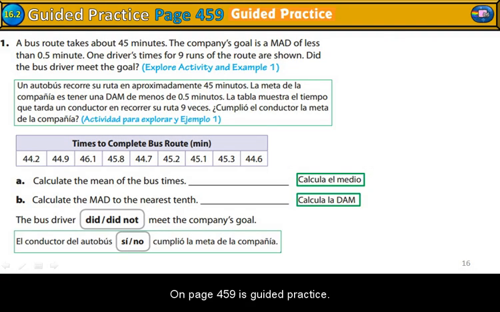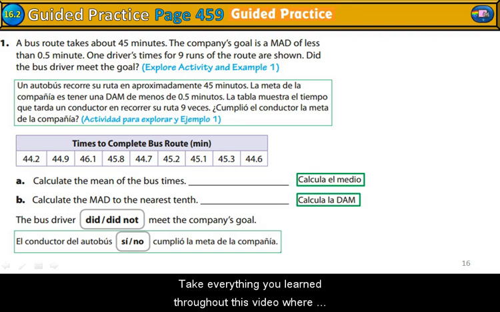Now on page 459 is guided practice. Take everything you learned throughout this video, rewind it any time you need to, and do consult your notes and use your calculator to help you calculate this. Guided practice questions are a good way to help us practice, and after we resume the video, to check your answers before the homework. I'll read the context clues and question for number 1.